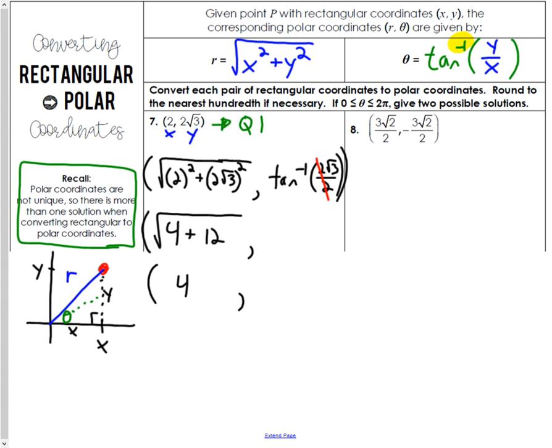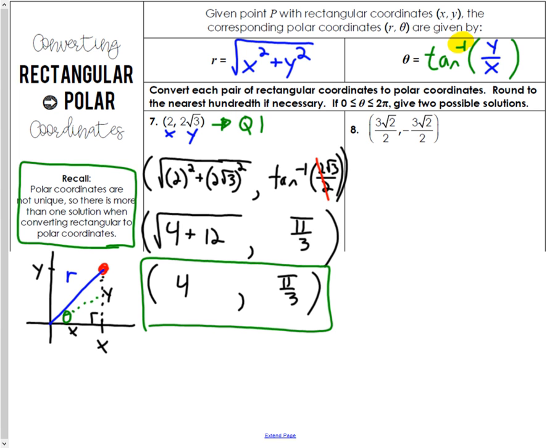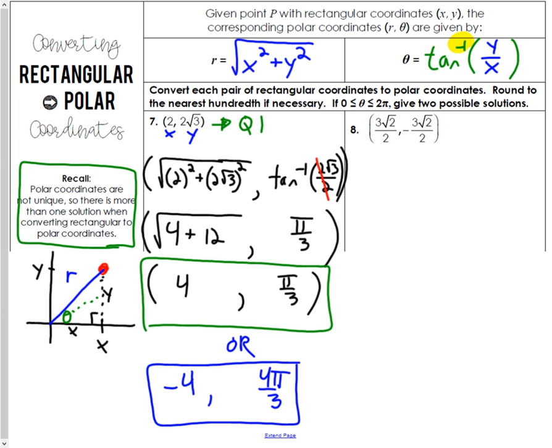Remember, polar coordinates are not unique. So the one that I would like, tangent inverse of root 3 is pi over 3. So this is the one that I would like. But keep in mind, you could say negative 4 pi over 3. That's what we were playing around with last week.